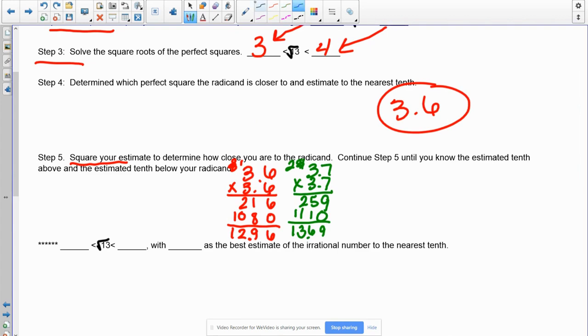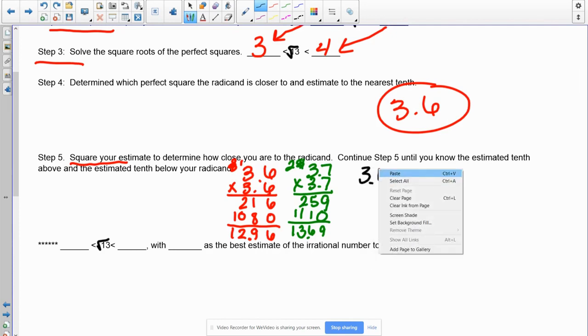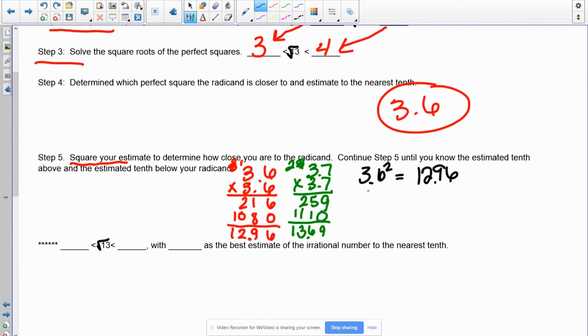Let's check which one's closer. We're trying to get 13, remember, by squaring. 3.6 squared equaled 12.96, and 3.7 squared equals 13.69. And I don't have to try anything else because 13 falls in between these two values. If I still hadn't gotten to the high end of 13 and the low end of 13, then I would need to try another tenth. But since I'm in between, I can check these.